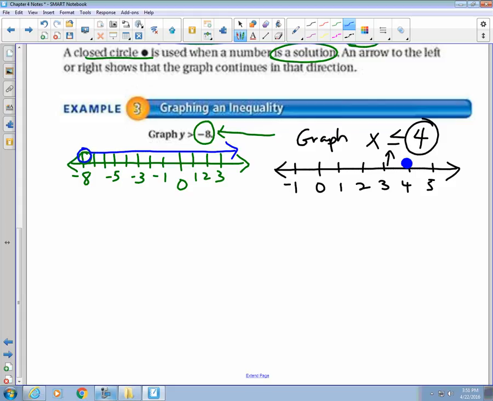We already did equal by filling in the dot. Less than means to the left on a number line, so we would graph it like that. Any number to the left of 4 and the number 4 make this inequality true. So everything that's in the blue arrow, any number to the left of 4 and 4, will make it true.